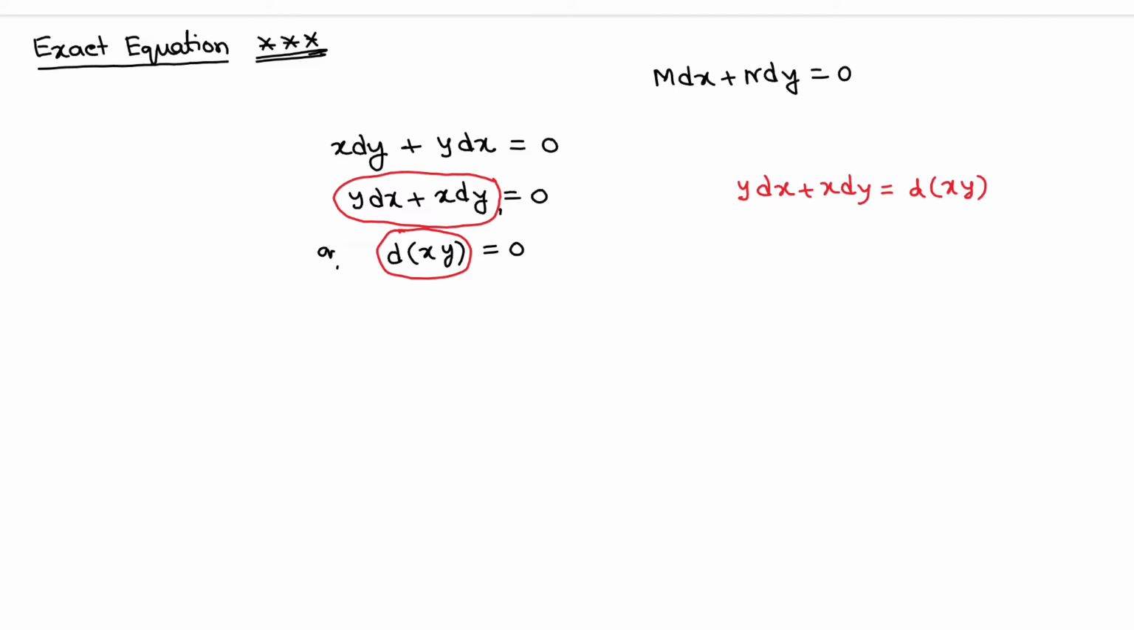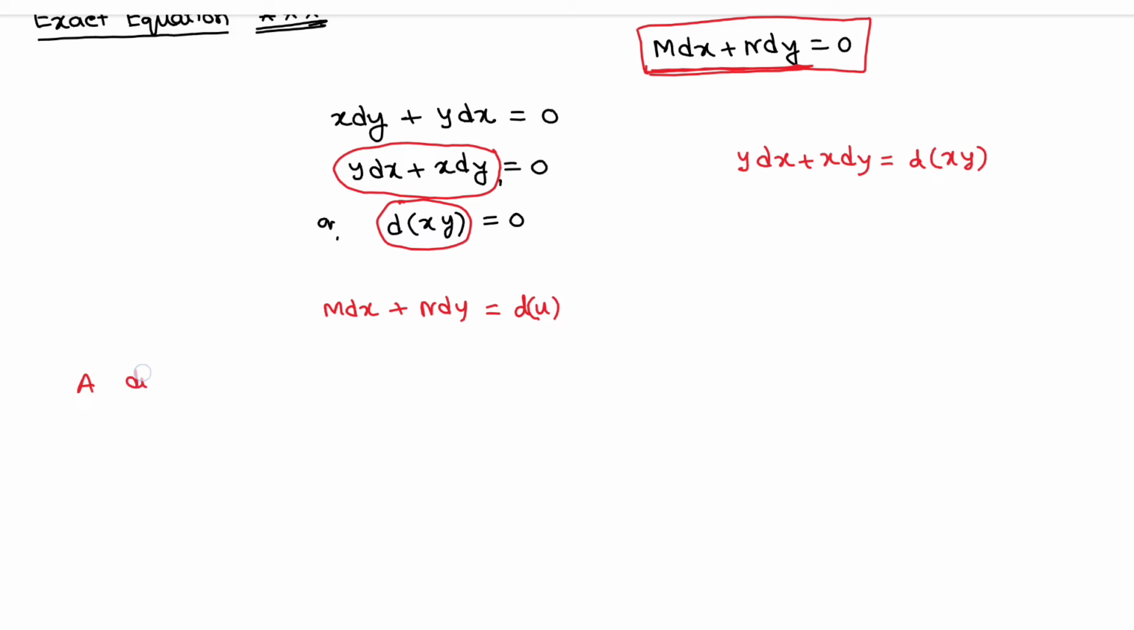Okay, so in general, if we can express an equation of the form m dx plus n dy equals to 0, the left hand side m dx plus n dy, as a derivative of a function, then this equation m dx plus n dy equals to 0 will be called an exact equation. Let me write the definition.